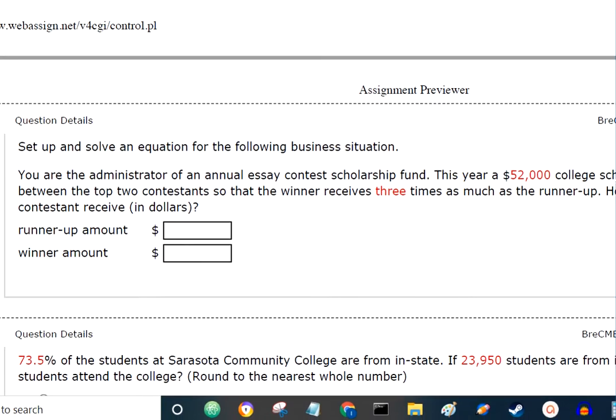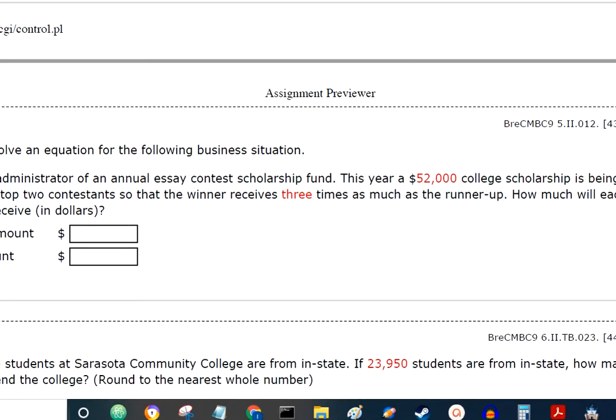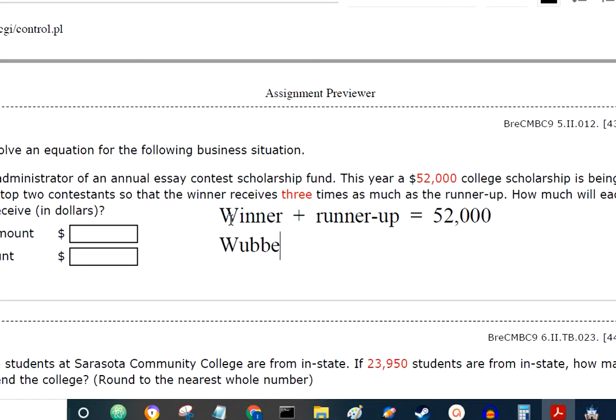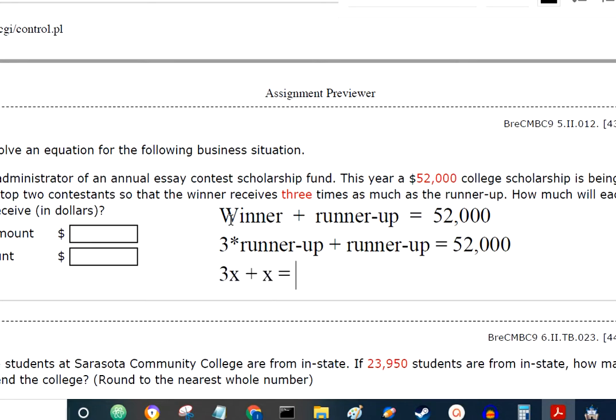Okay, we saw this word problem in chapter 5, but just to give you another recap of what it is, the winner gets a certain amount of money in this contest, and the runner-up gets some money. If you add those together, it makes $52,000. The winner is 3 times the runner-up. So you have to do 3 times the amount the runner-up gets. We can make that an equation by replacing the word runner-up with the letter x. We'll just remember that x represents the runner-up. So 3x plus x makes 4x.